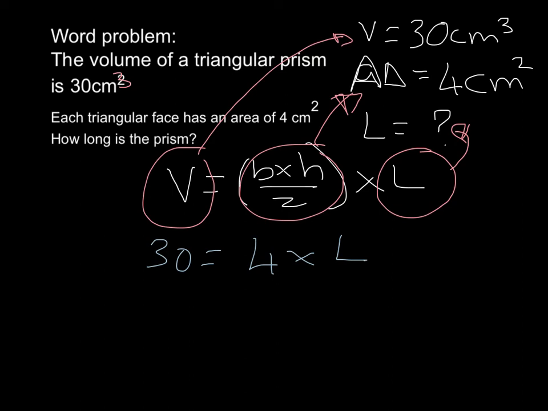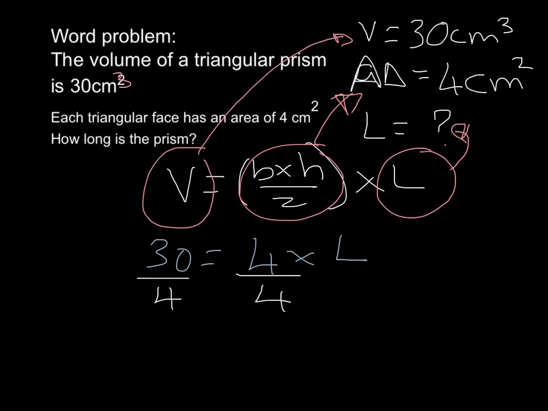Again, now you do algebra. So you know that algebraically, I need to get the L on its own. How am I going to get the L on its own? I have to get rid of this 4. What is the opposite of multiplication? The opposite of multiplication is division. So I divide this side by 4. Whatever I do to my right side, I have to do to my left side.